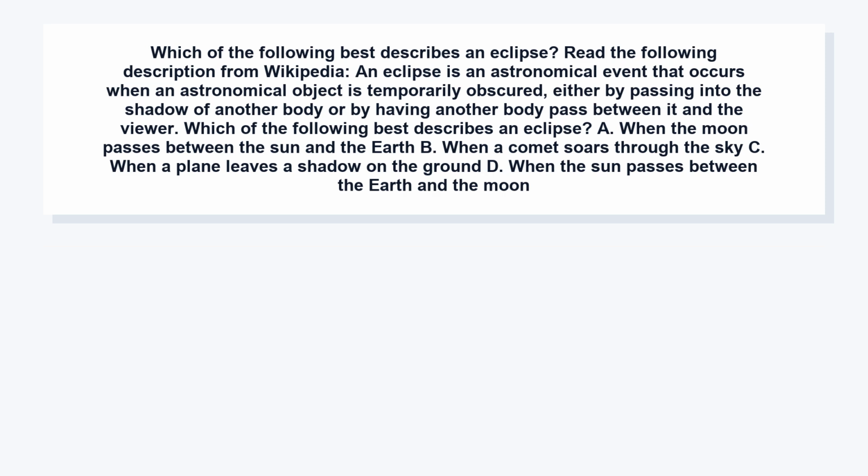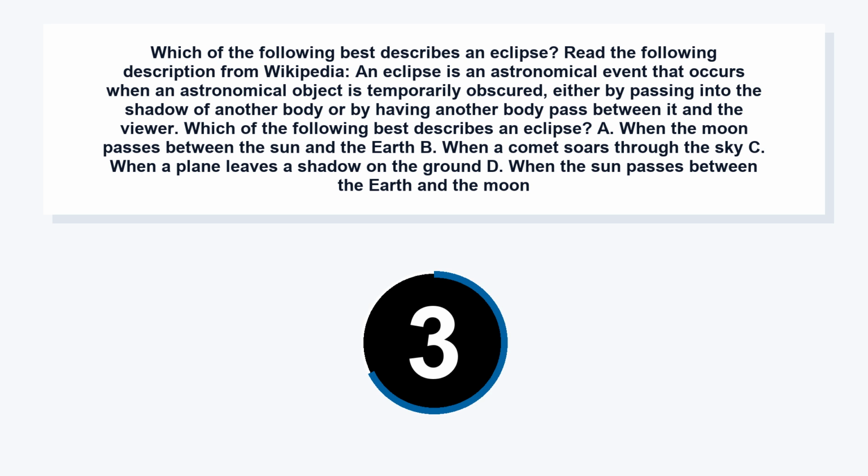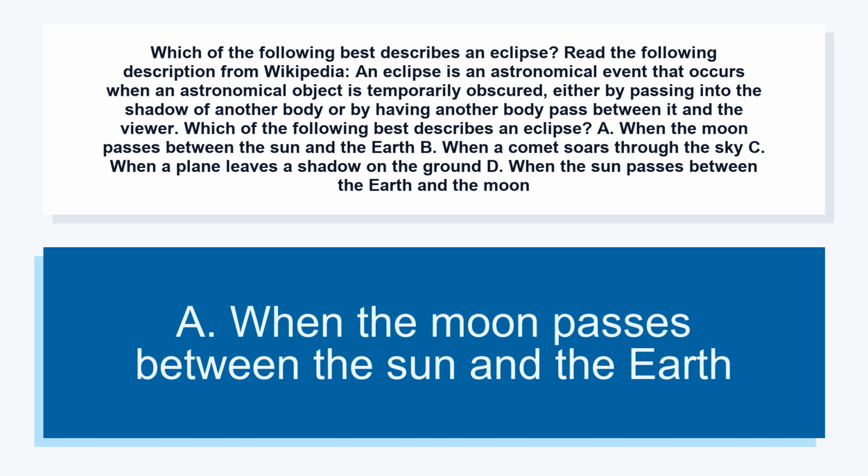Which of the following best describes an eclipse? Read the following description from Wikipedia. An eclipse is an astronomical event that occurs when an astronomical object is temporarily obscured, either by passing into the shadow of another body or by having another body pass between it and the viewer. Which of the following best describes an eclipse? A. When the moon passes between the sun and the earth. B. When a comet soars through the sky. C. When a plane leaves a shadow on the ground. D. When the sun passes between the earth and the moon. A. When the moon passes between the sun and the earth.